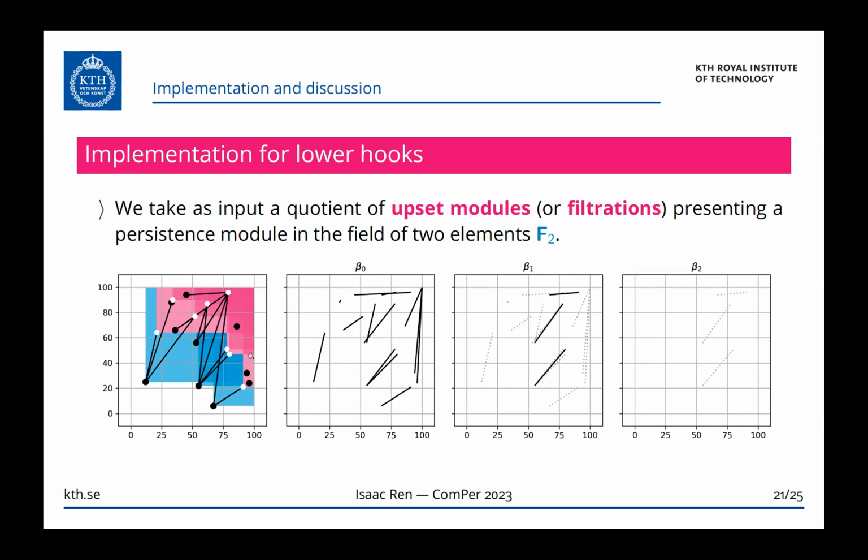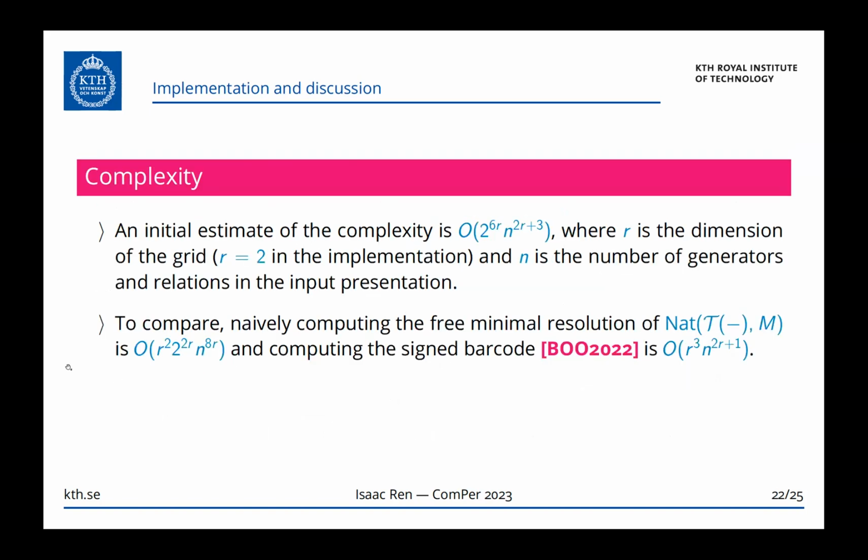I've been talking about things being easier or harder than others, so here are some complexities. These are just initial estimates. They're not super optimized. The estimate for the Koszul complex code is some exponential in the dimension of the grid, and then n to the 2r plus 3, where r is the dimension of the grid. The implementation is only r equals 2, so it's n to the 7th. And n is the number of generators and relations in the input presentation.